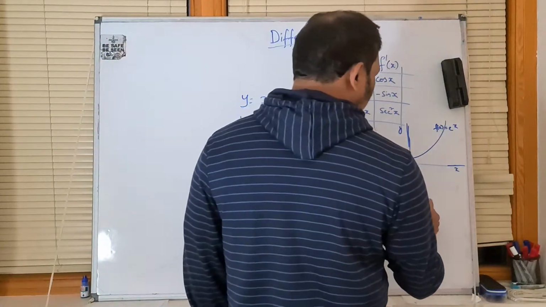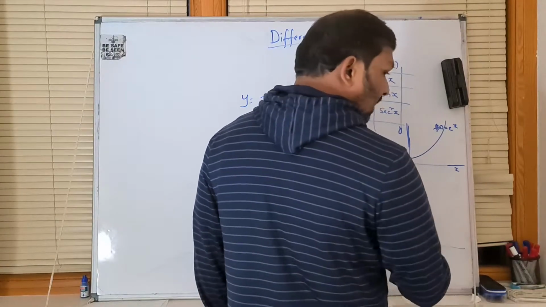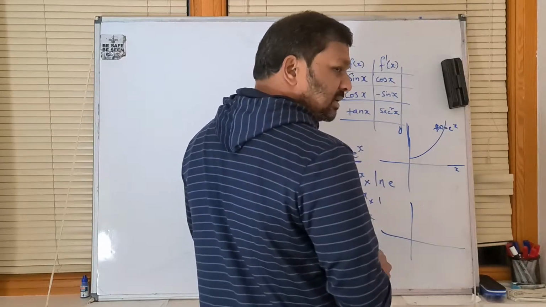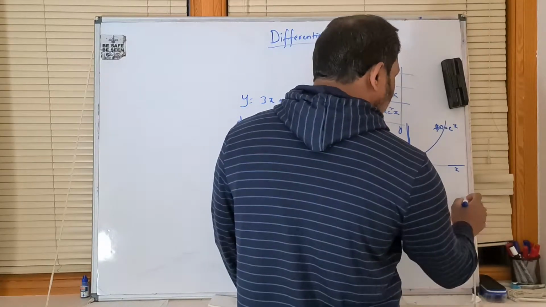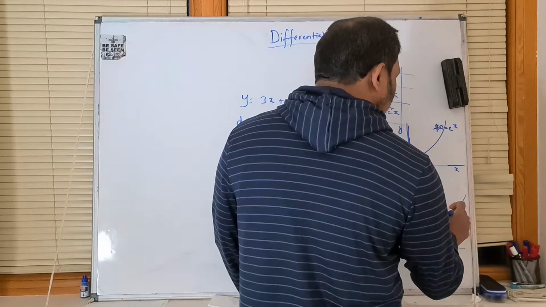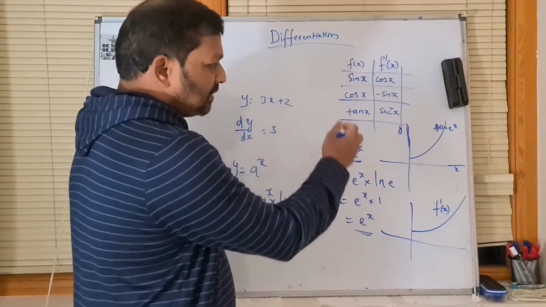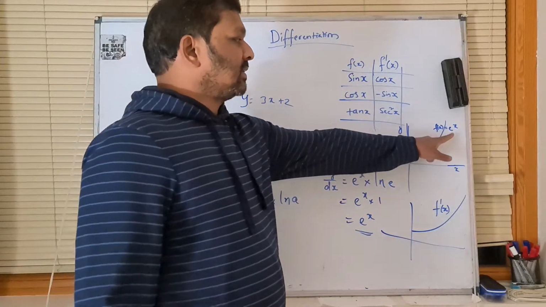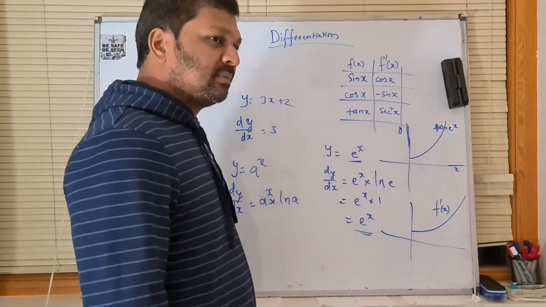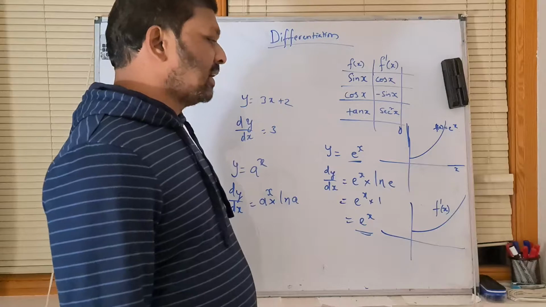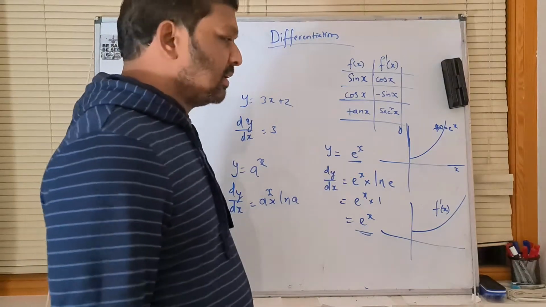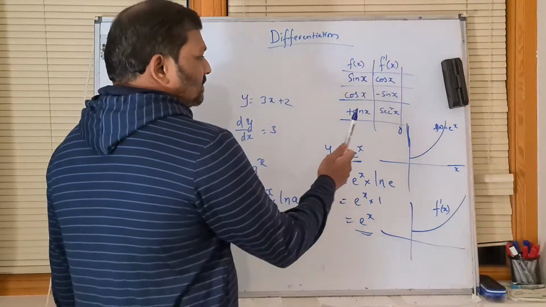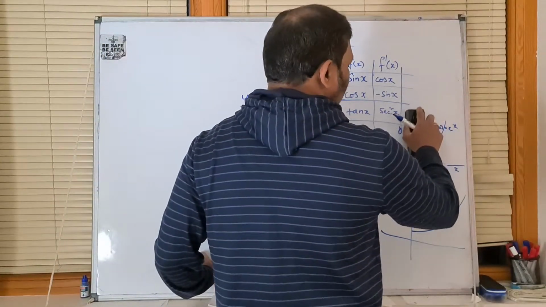If you differentiate it, the differentiation is also e to the power of x, so f dash x is also going to be like this. It follows the same shape. This is the original function, f of x is e to the power of x. f dash x is also going to follow the same shape. e to the power of x is a very special function.